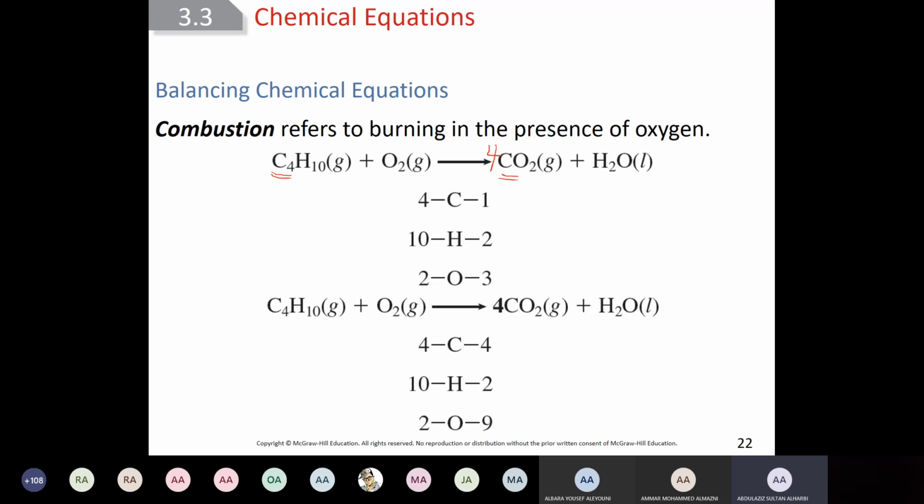Now, when I have 4 carbon, I'll go to the other atom, which is hydrogen. How many hydrogen do I have here? 10. And how many hydrogen do I have here? 2. Only 2. There is no other hydrogen. What should I do here? Multiply by 5. Now the hydrogen is balanced. Good. What am I left with?